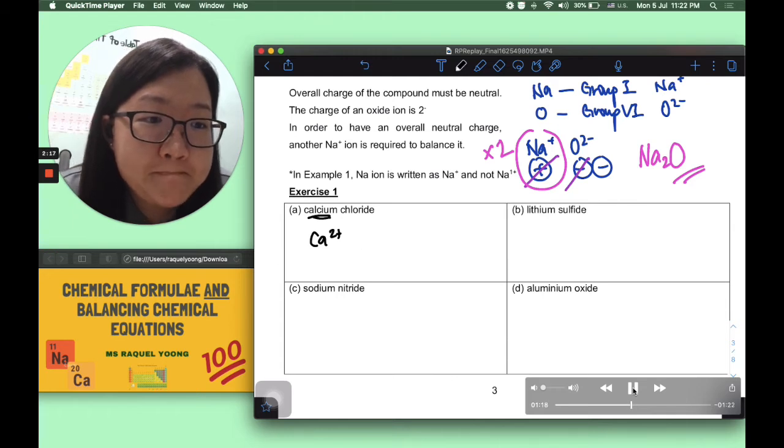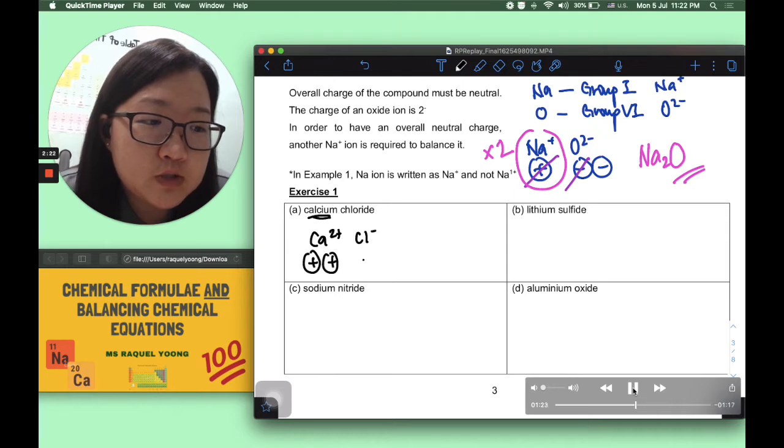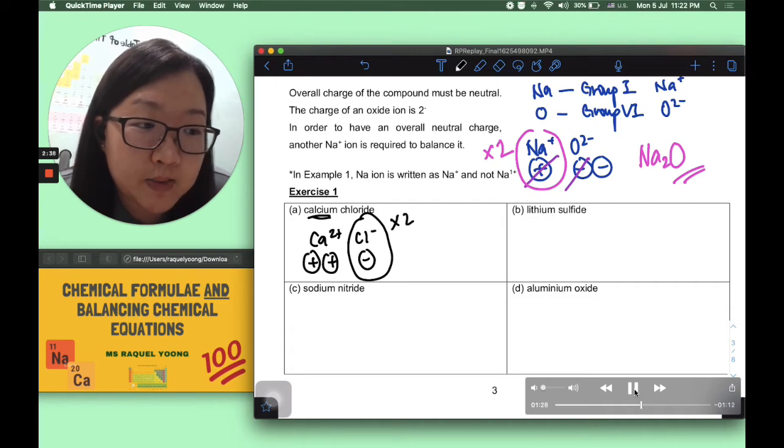So again, we use that same method. For calcium, each unit gives me 2 positive charges. Chloride, each unit currently gives me 1 negative charge. So if I want to balance the charges for my ionic compound calcium chloride, I will need 2 times of my Cl minus, right? So that leaves me with the chemical formula of CaCl2.